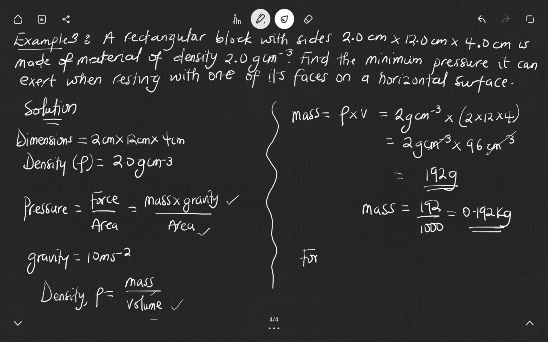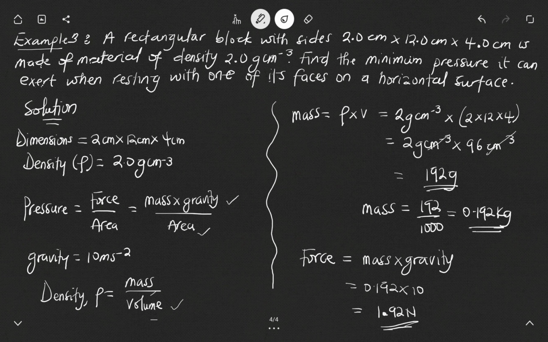So our force, which we said over here is mass times gravity, is again the same, mass times gravity. So let's look at our mass. Our mass is 0.192 multiplied by gravity, which, even though we're not given, we know is 10. And so if we do that, this will give us 1.92 newtons as our force.